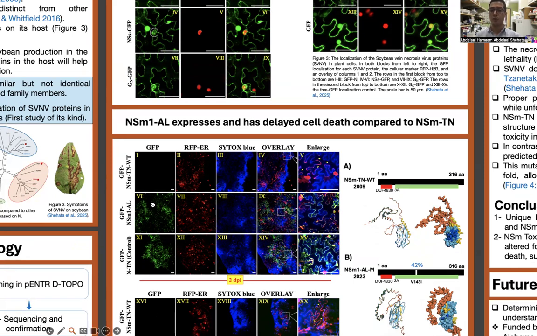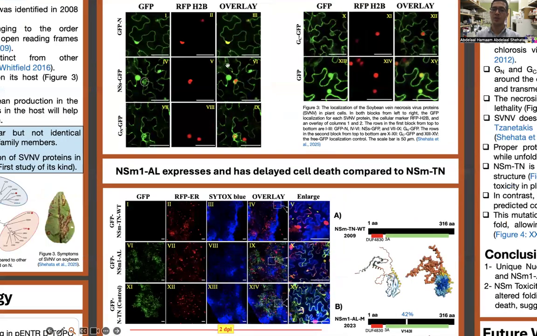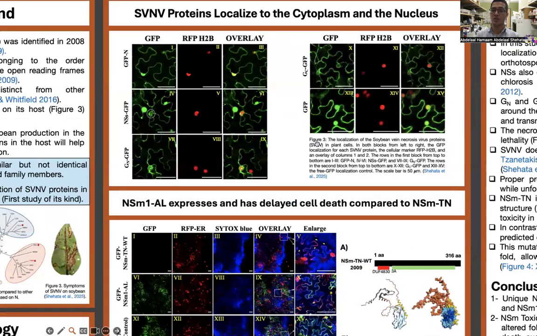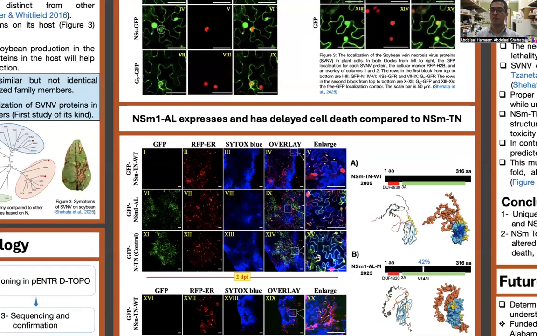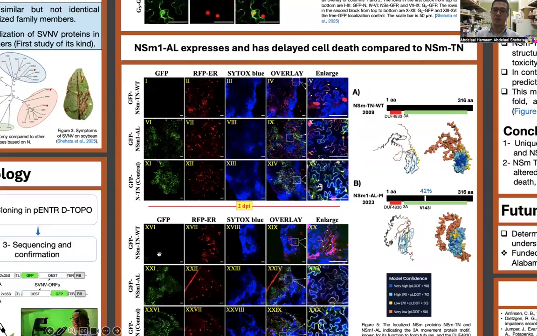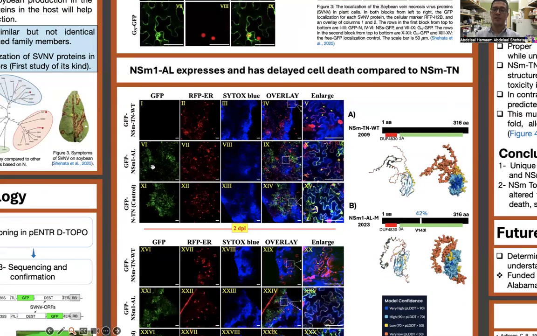So we wanted to localize them together and see if we're going to see any variations or not. So NSM of Tennessee, which we call the wild type, and also all these proteins that are localized here are from the Tennessee strain. This is the first strain that was deposited in 2008. The wild type never expressed, as you can see here, at 2 days or even at 4 days. But when we look at the NSM, the one with a mutation, and I will show you the mutation afterwards, it was able to express.